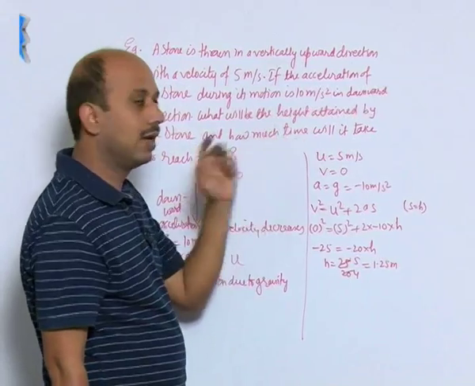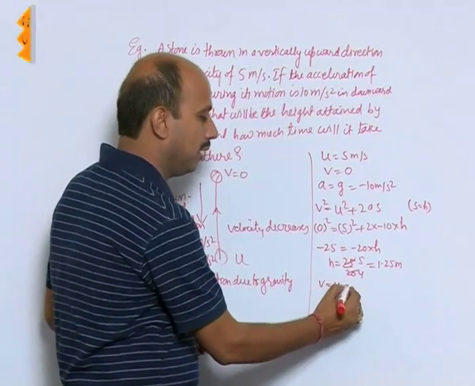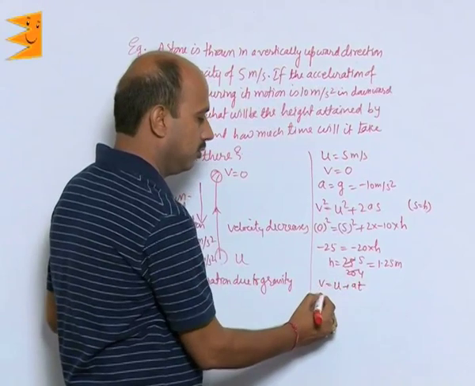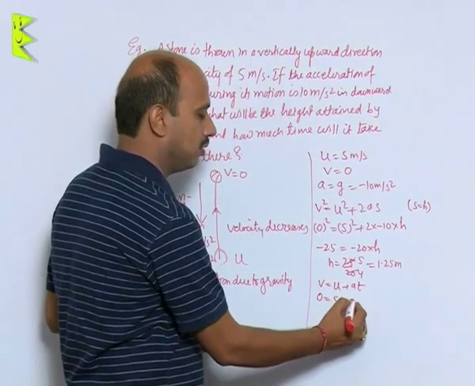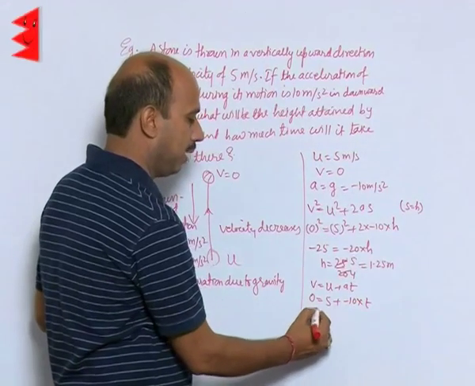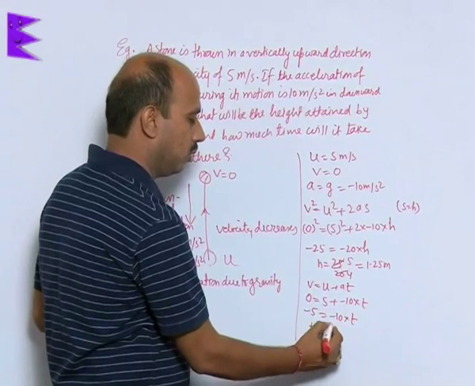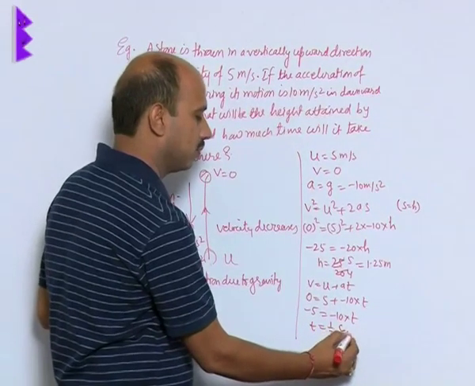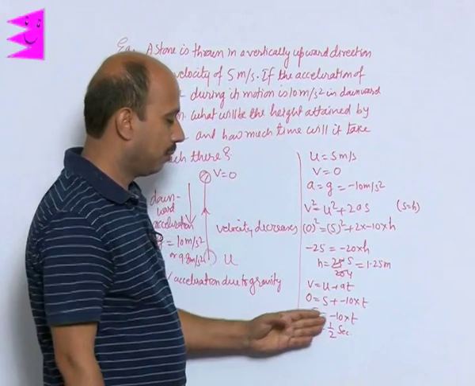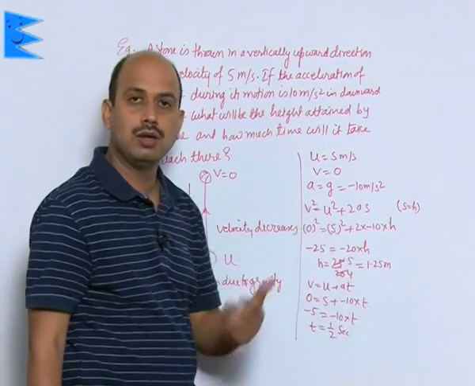Now we have to calculate time also, very simple. We can use v is equal to u plus at, that is 0 is equal to 5 plus minus 10 into t. So we can write minus 5 is equal to minus 10 into t. So t is equal to 1 by 2 seconds. So the body will take 1 by 2 seconds, that is 0.5 seconds, to reach the height of 1.25 meter.